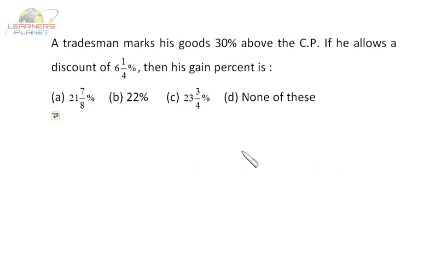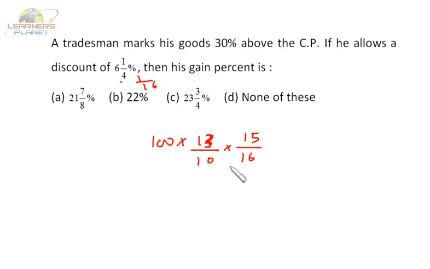Now let's see this question. A tradesman marks his goods 30% above the CP. If he allows a discount of 6 1/4%, then his gain percent is? Now what is 6 1/4%? It is 1 by 16. Now let his cost price be rupees 100 and his mark price is 130% of his cost price. So it's 13 by 10 of the cost price. Now he is giving a discount of 6 1/4%. That is 1 by 16 he is giving as discount. That means of this price actually he is getting 15 by 16. So this is the final price which he is charging.